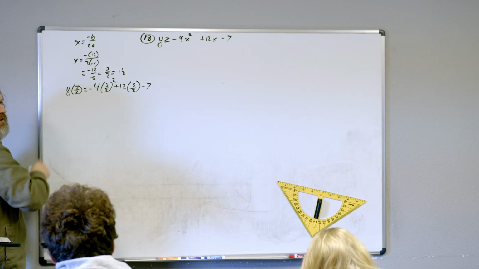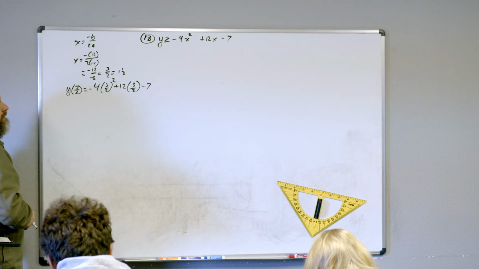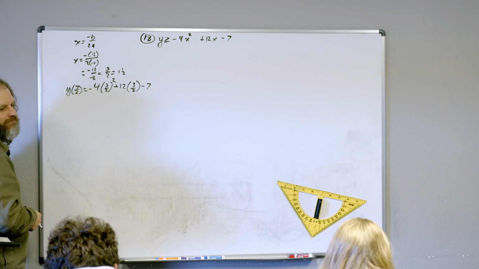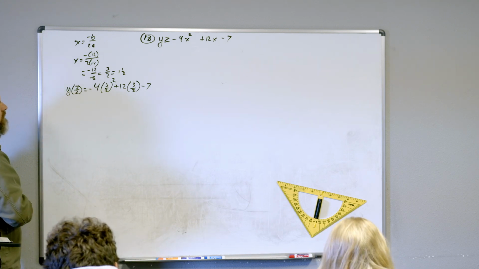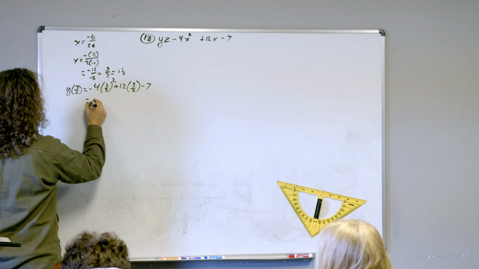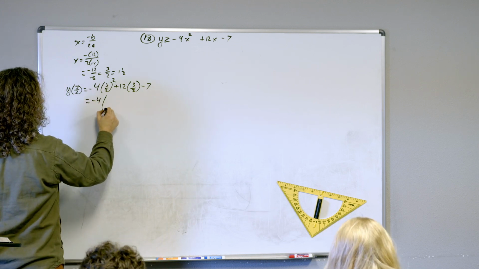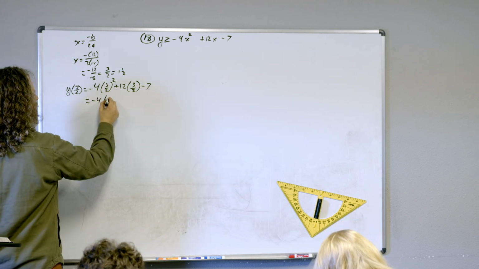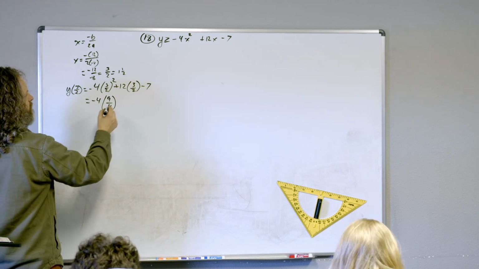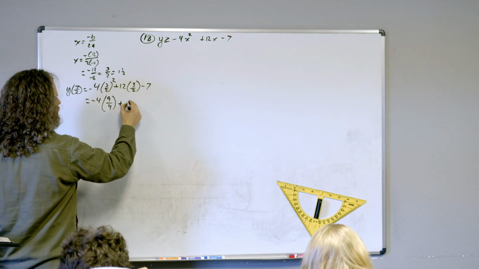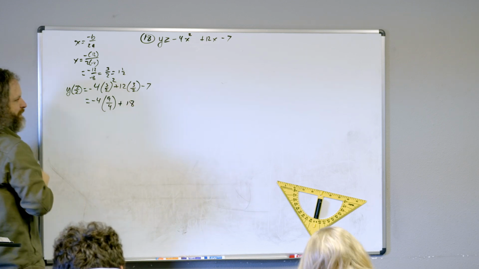We want to find the point, so I'm using the equal symbol. But if you want to put a greater than, you can. But we're actually looking for a specific point, so equals is accurate. Negative 4 times 9/4, right? Plus 18, does that sound reasonable? I'm just kind of doing things.